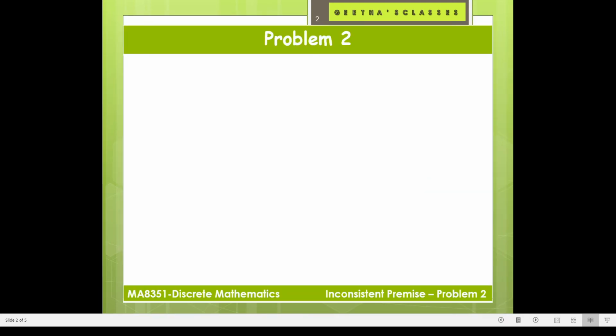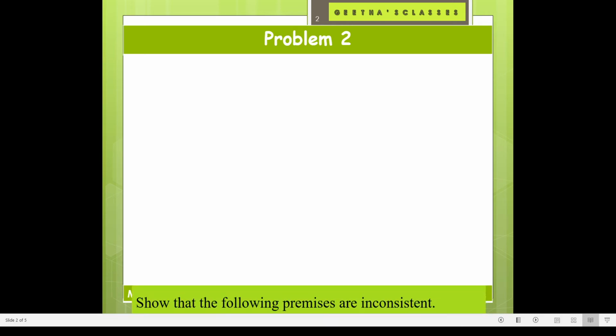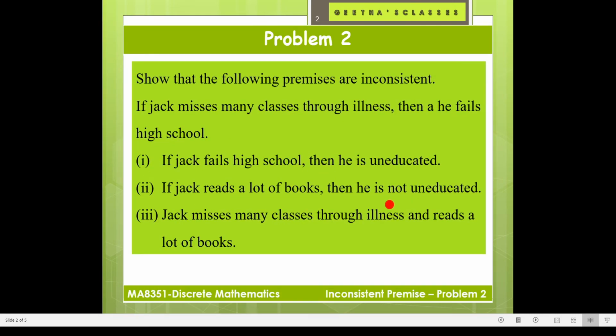So today the topic is inconsistency. In continuation of the previous video, we have seen what is inconsistent and we have seen one problem in inconsistency. This comes under Unit 1, Logics and Proofs. So this is problem number 2. In the first problem, the premises were given directly. In problem number 2, it is given as statements, so we have to rearrange the statements as premises. So let us come to problem number 2.